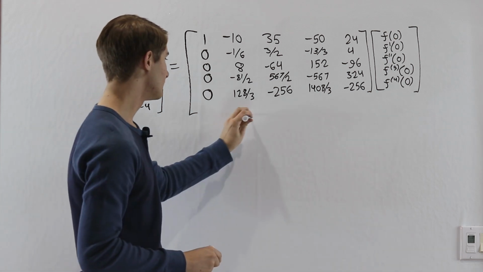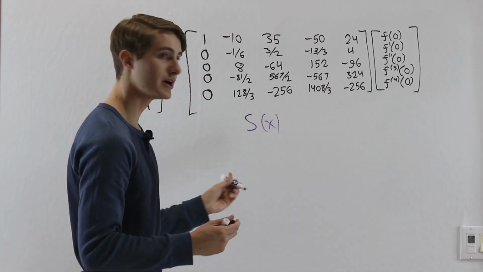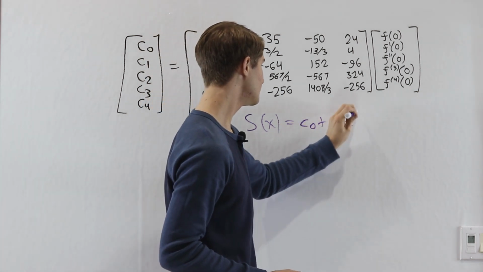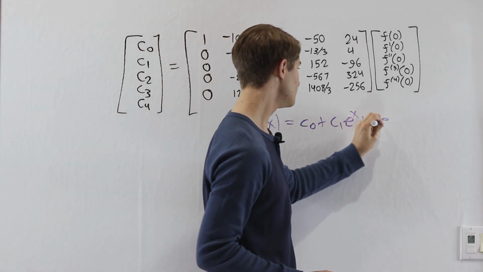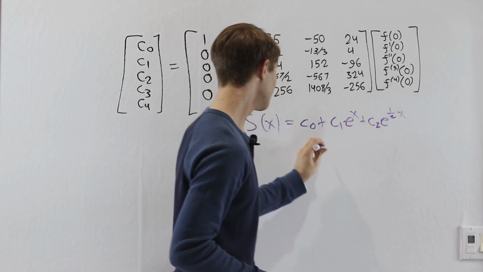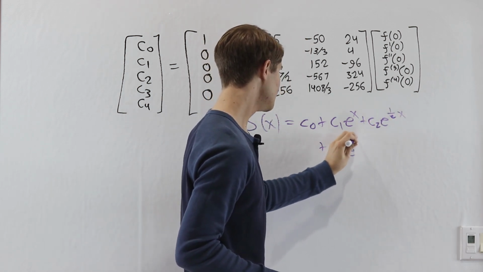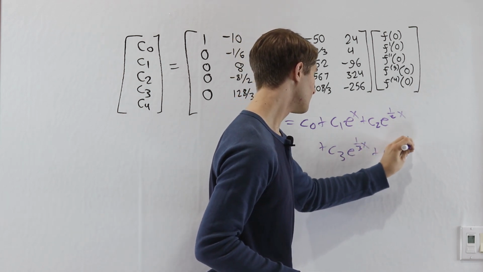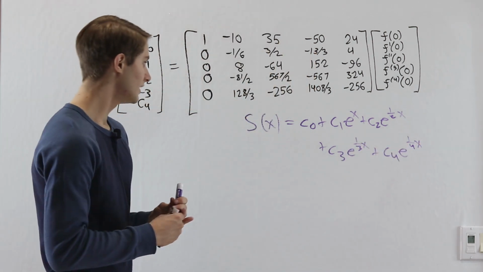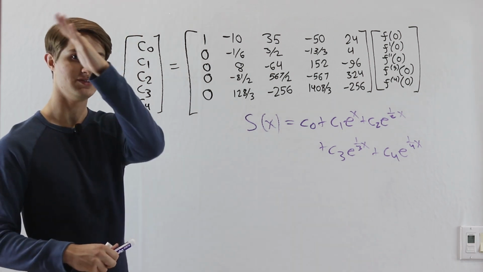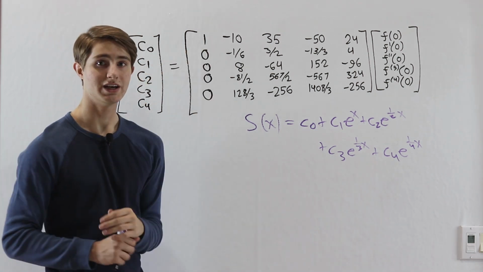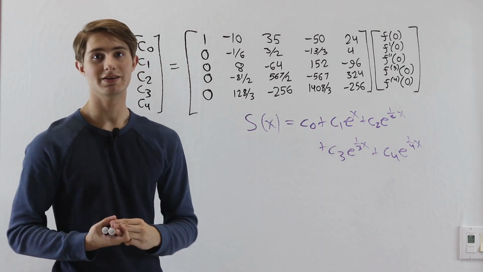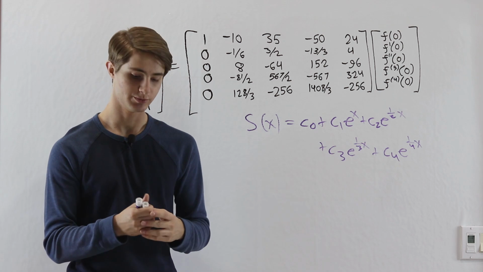And then you can write your series approximation s of x as c0 plus c1 e to the x plus c2 e to the 1/2 x, and then plus c3 e to the 1/3 x plus c4 e to the 1/4 x. And again, you can plug this into Desmos and see how those functions do. I've tested this out on f of x equals x and x squared and even e to the x squared, and they all seem to do pretty well.